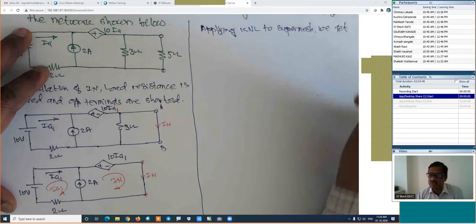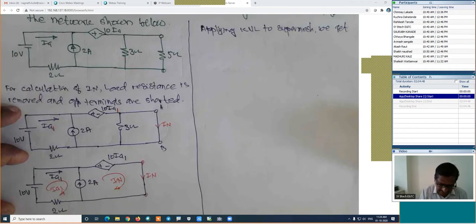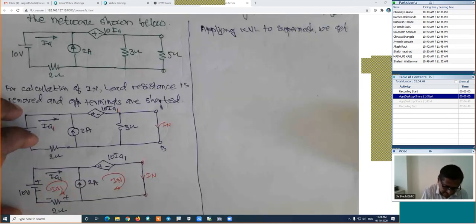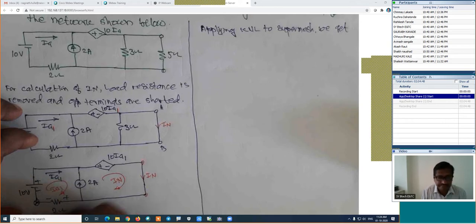We are applying the KVL to the super mesh. If we are applying the KVL to the super mesh, first mark the polarity. This is plus minus. We have taken this current clockwise, that's why it will be plus minus. Already these remaining terminals are available. I will start from this point.